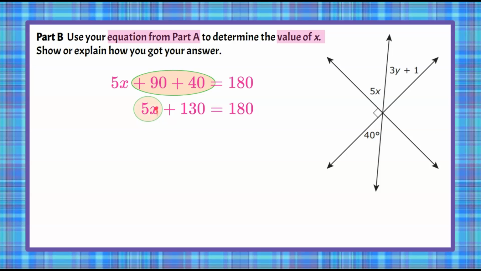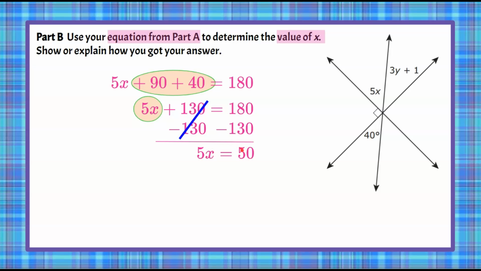Now we want to isolate this variable term, so we're going to do the inverse of add 130, which would be to subtract 130. And whatever I do to the left side, I must also do to the right side of an equation. 130 subtract 130 creates a 0 pair. So we're left with just 5x on the left, and then 180 subtract 130 is 50.